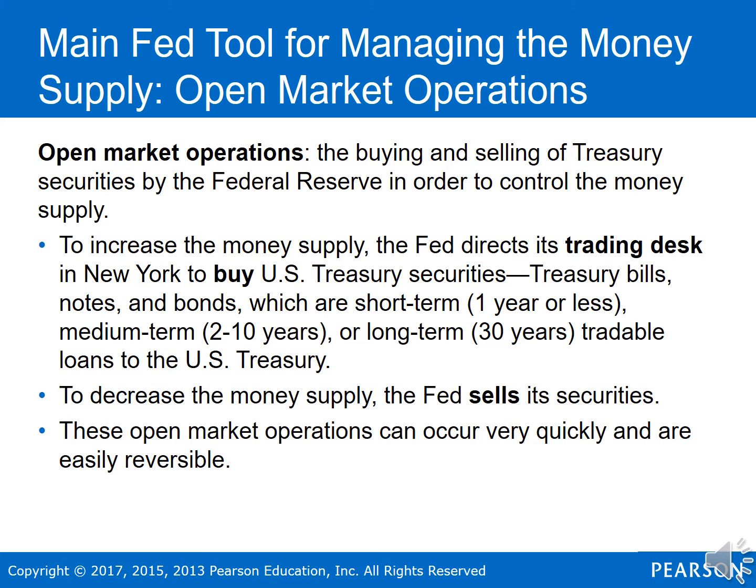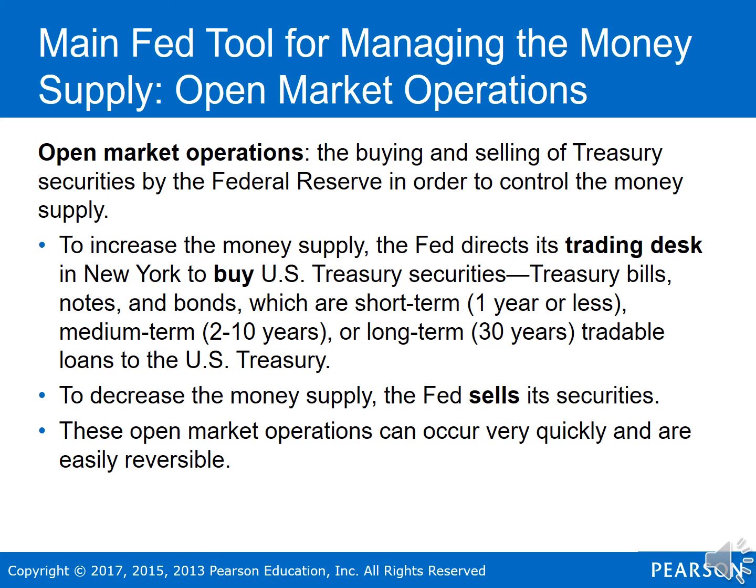And like we talked about earlier with that initial deposit of $1,000 leading to $10,000 of an increase in the money supply, we're going to see the same thing happen here, only instead of someone depositing money in a bank, it's the Federal Reserve depositing money in a bank, basically.